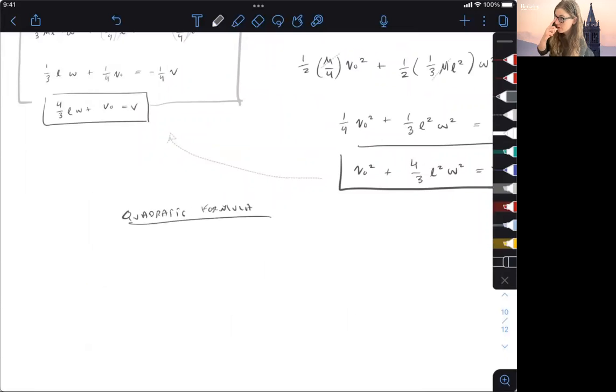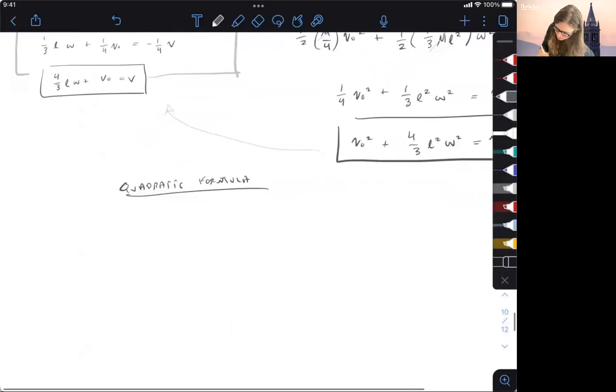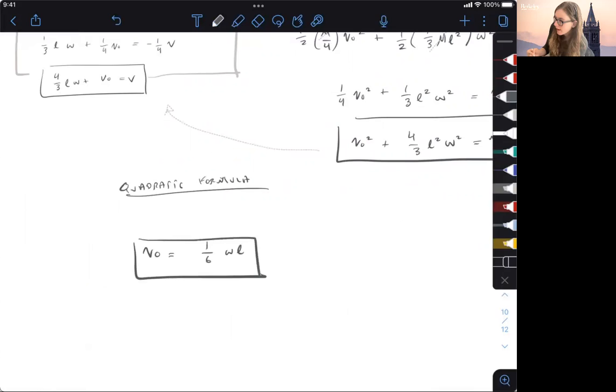Or just some creative algebra here. But the final answer that you're going to get is V naught is equal to 1/6 WL. Okay.